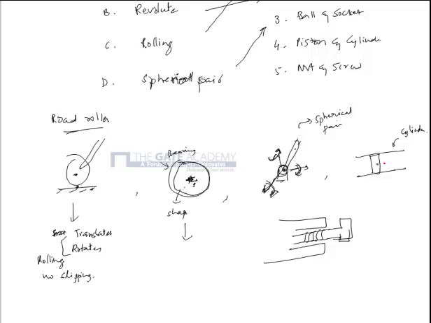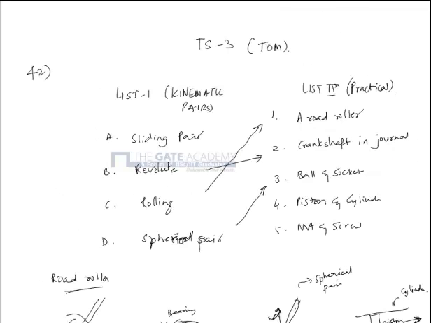Now coming to the piston and the cylinder. The piston can only slide along the cylinder walls. It can't rotate. So only sliding is permitted, no rotation. So sliding pair is an example of this. As for nut and screw, there is no other match, and there is no option given.